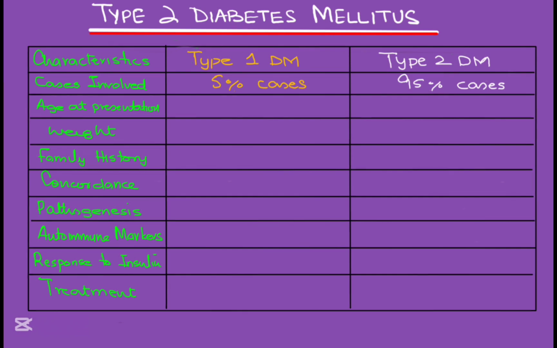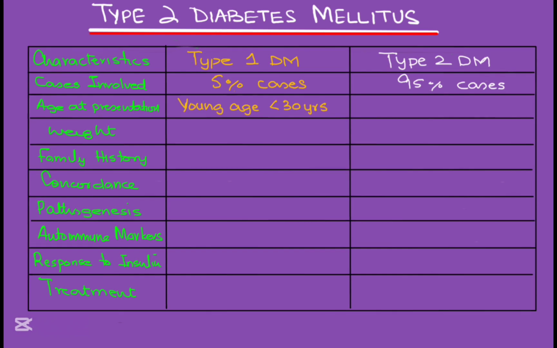Next, let's talk about the age of presentation. Type 1 diabetes typically appears in young individuals, often under 30 years of age. You can easily imagine a child suddenly developing excessive thirst, unexplained weight loss, and fatigue, classic symptoms of type 1 diabetes.